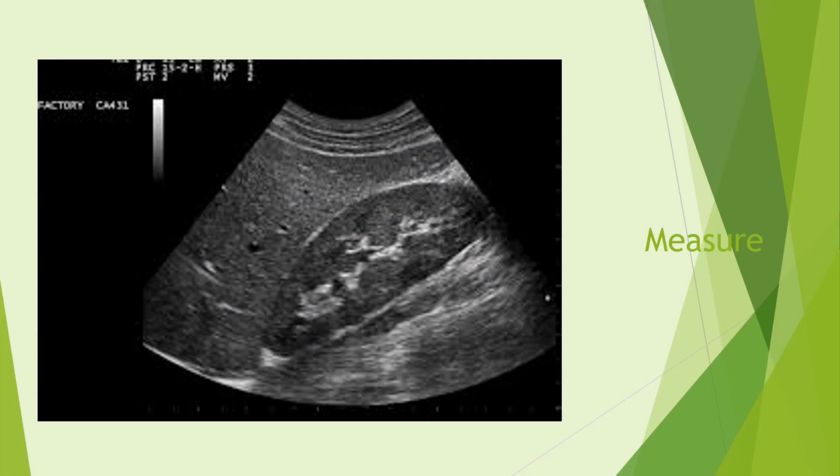And last but not least, you want to measure the liver. So you want to have the kidney in your image. You want to have the Morrison's pouch in there, and you want to be able to see the liver from the inferior tip all the way to the diaphragm. There's 2 ways to do this.